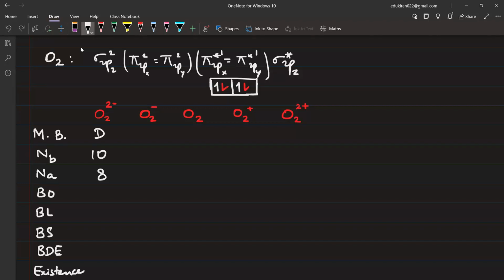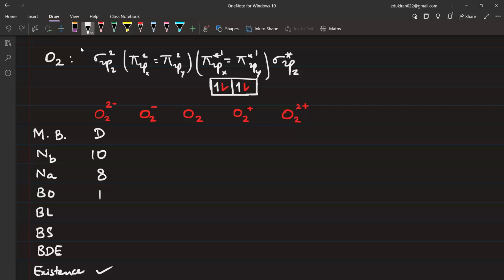ठीक है, बॉन्ड ऑर्डर कितना हो जाएगा? 10 - 8 डिवाइड बाई 2, 1। ठीक है, अब बॉन्ड लेंथ और ऑर्डर के बारे में हम लोग बाद में देखते हैं। बॉन्ड स्ट्रेंथ, बॉन्ड एसोसिएशन, बॉन्ड एग्जिस्टेंस के बारे में बस हम लोग बोल सकते हैं, हाँ जी एग्जिस्टेंस तो है, सही है?